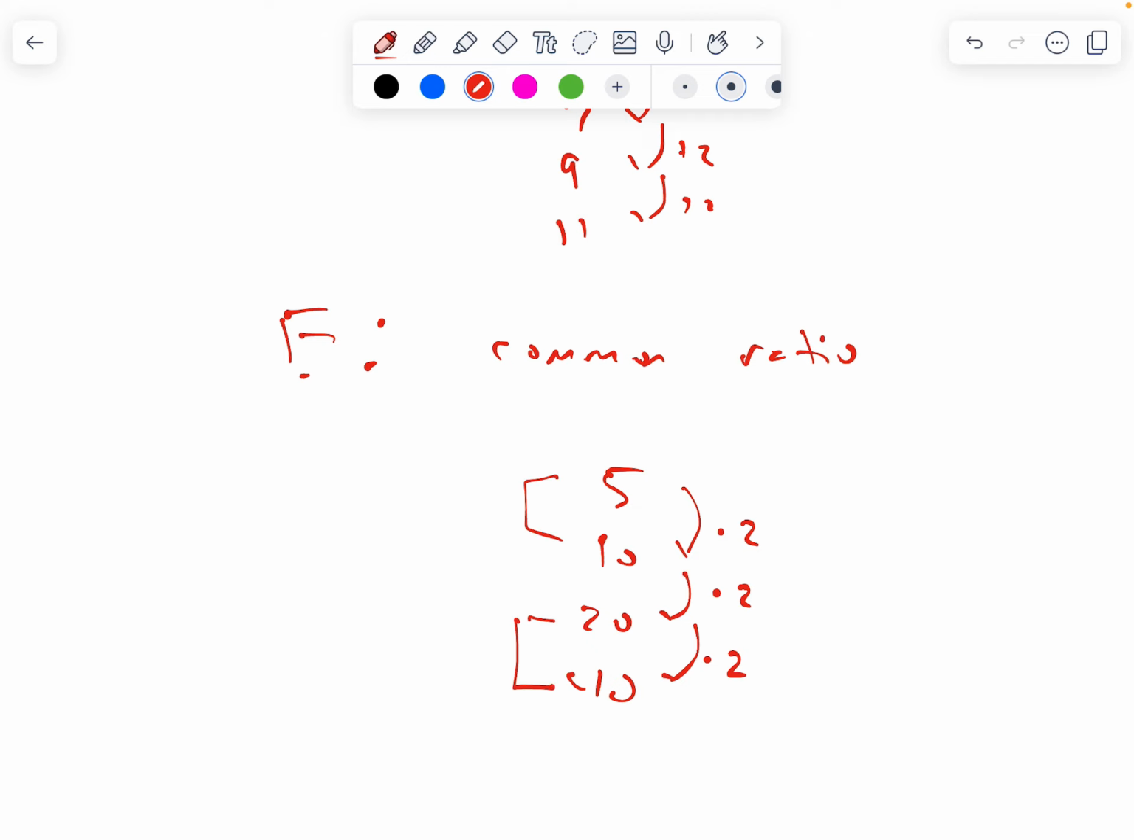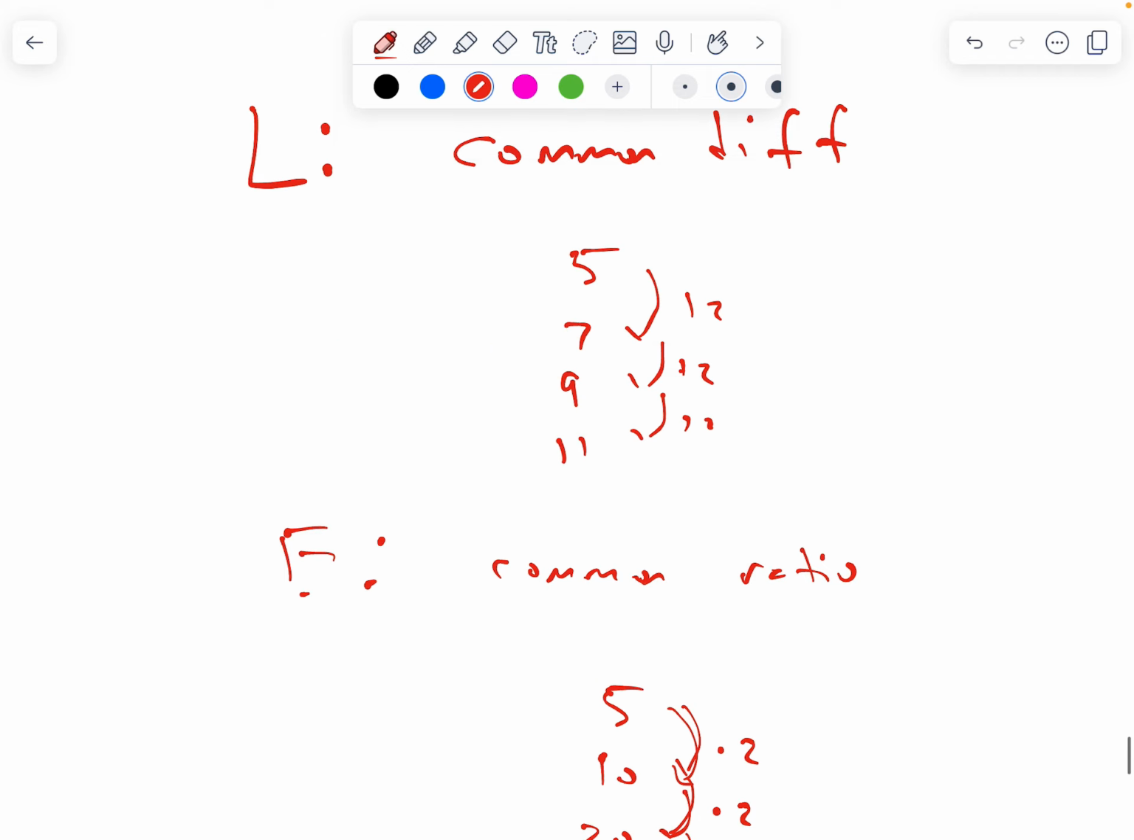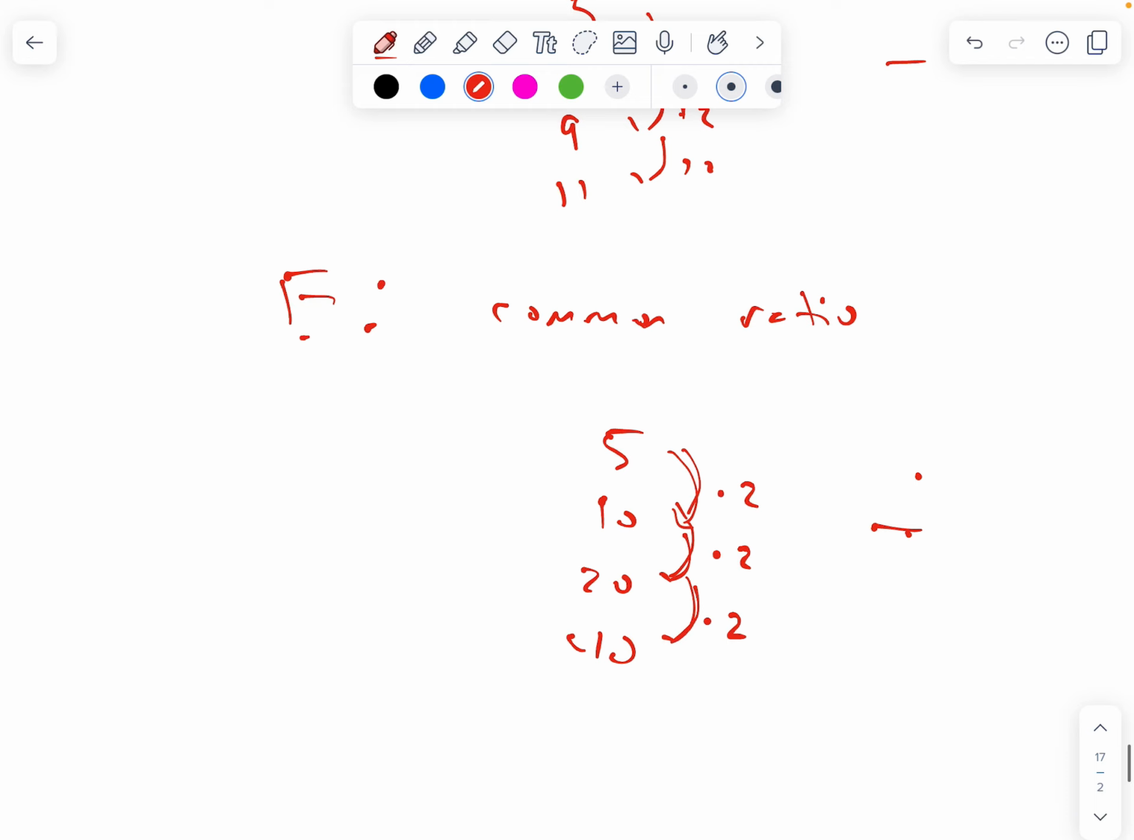20 and 40 are 20 apart, 5 and 10 are 5 apart. So it's not about it being a difference between the two. It's the fact that I multiplied and multiplied and multiplied. Here it's added, added, added. Common difference can also be subtract, subtract, subtract. Common ratio can also be divide, divide, divide.